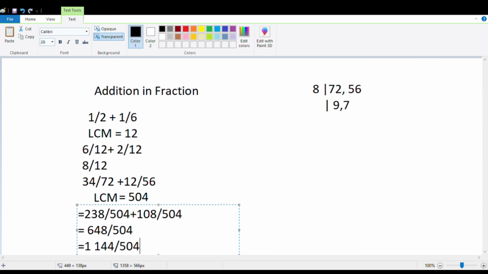But that is not how it ends, and the answer for 238 plus 108 will always equal 346. So the real answer is 346 by 504.